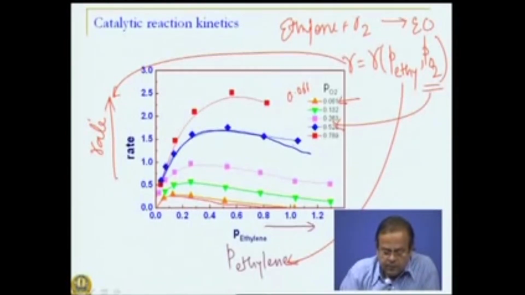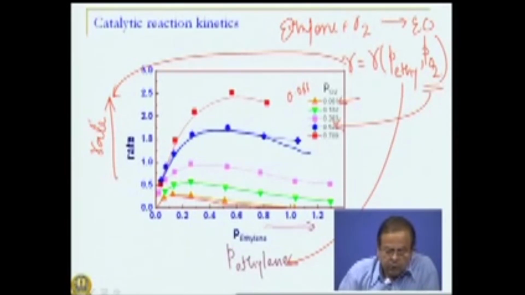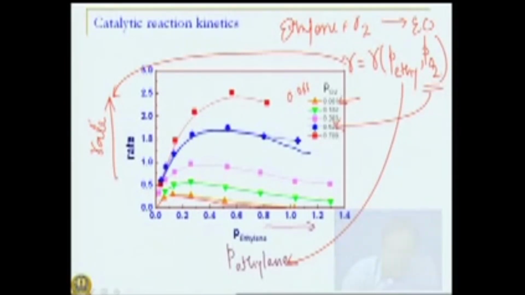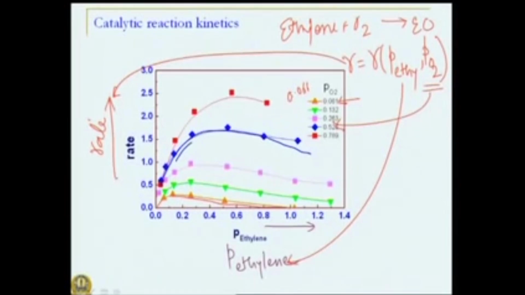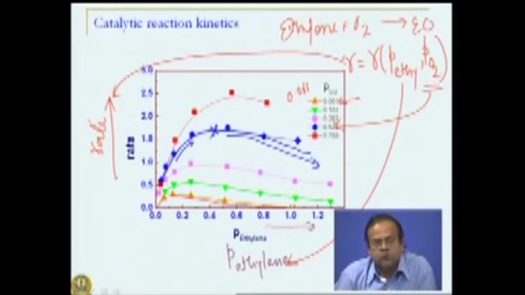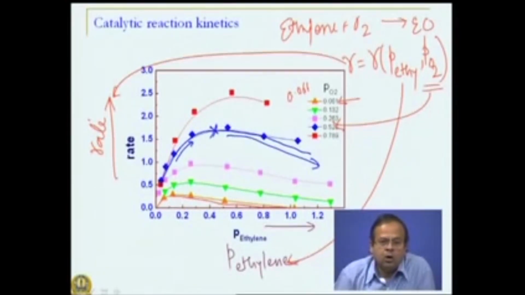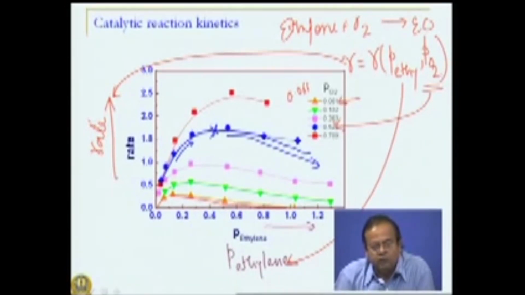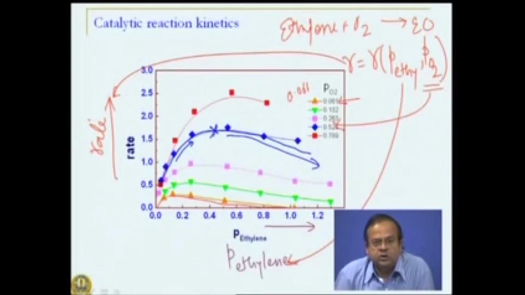Number one, as we are increasing the partial pressure of ethylene, the rate initially increases, reaches a peak value and then starts decreasing. That is one characteristic of this behavior, or in other words, our typical power law kinetics that we saw, first order, second order or any fraction thereof, rate increases as concentration increases.